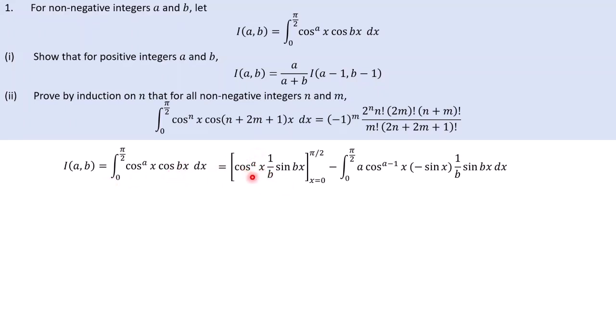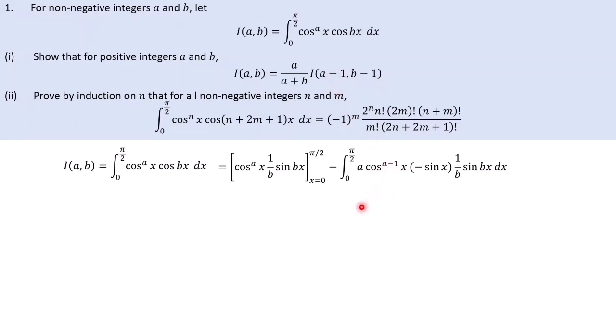So the first term is kept, but the second term is integrated from 0 to pi over 2, and then we have minus. Now we differentiate the first term where cosine a x differentiated is a cosine a minus 1 x times minus sine x. So we have the differentiated first term. This was the integrated second term. And indeed we see that yes, this gives us the desired a minus 1. So we seem to be making some form of progress.